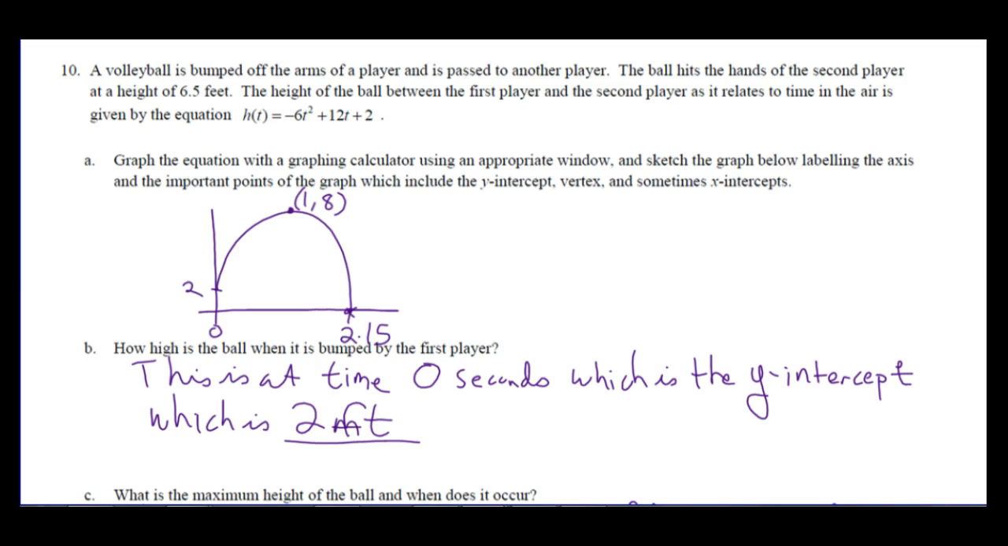Okay, what time does it hit? Or sorry, we've got to figure out how high is it when the second player gets the ball? How high is it when the second player gets the ball? Yeah, sorry, it's feet, not meters, my bad. 6.5. Now, was it on its way up or down? Down. How do you know?